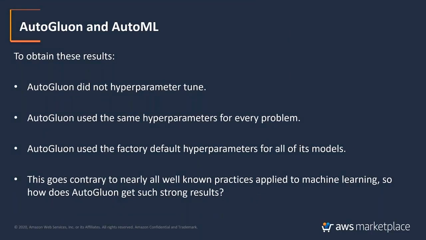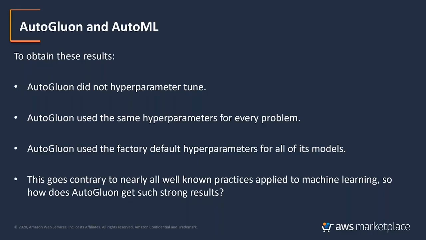So how does AutoGluon relate to AutoML? How does AutoGluon make this happen? So to obtain these results, unlike all of the other AutoML systems, AutoGluon did not hyperparameter tune. AutoGluon used the same hyperparameters for every problem, and used not only the same hyperparameters, but the factory default hyperparameters for all of its models.